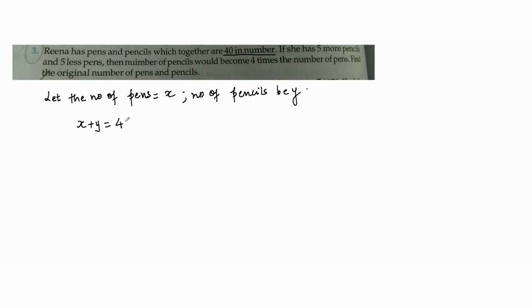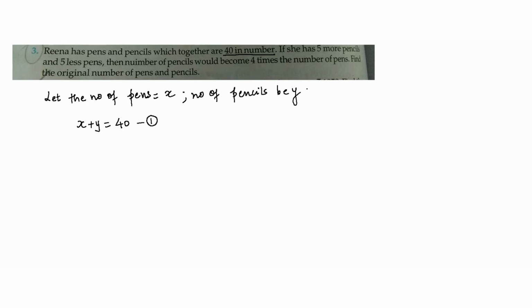Okay, let us take a look at this question. Reena has pens and pencils which are together 40 in number. So let's assign the variables for pens and pencils. Let the number of pens be x and the number of pencils be y. So the total number of pens and pencils is 40. That means the first equation is x plus y equals 40.